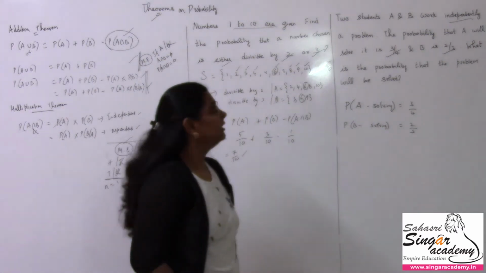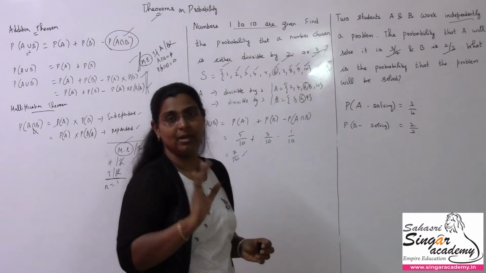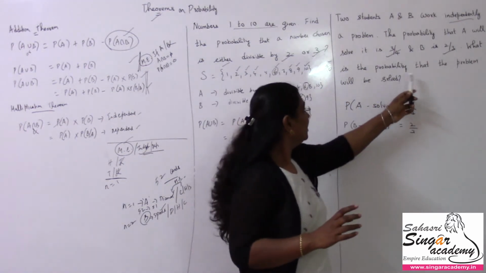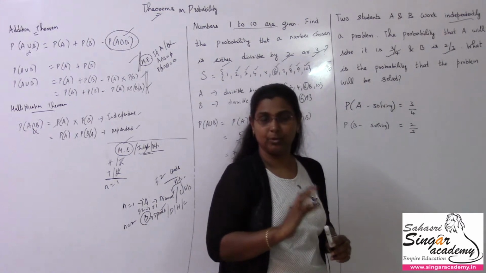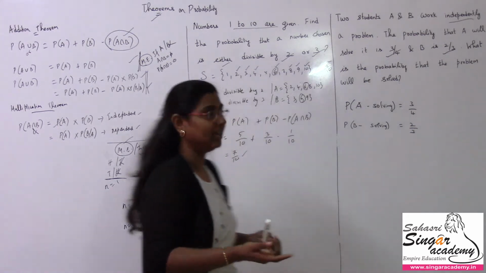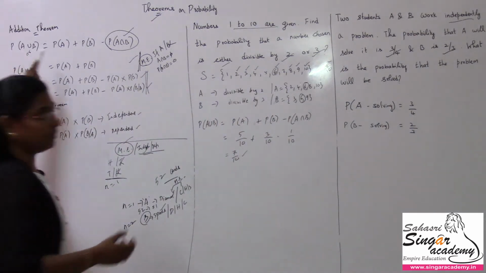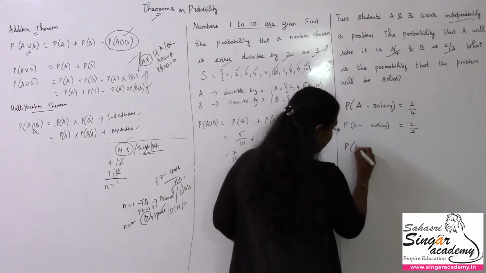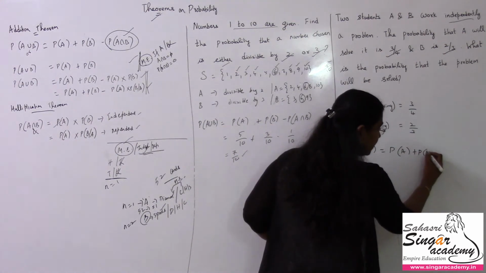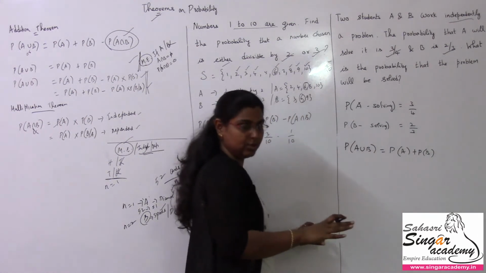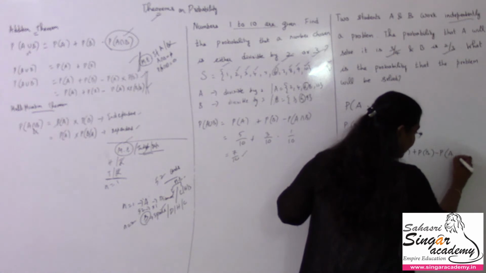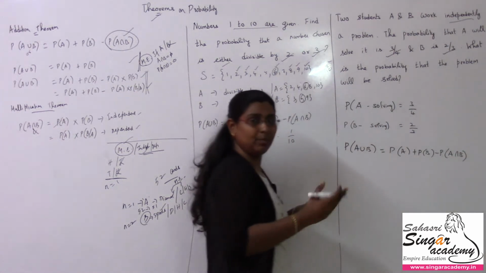What are they asking? They are working separately. It is enough if the problem is solved. See, they are not asking whether both will solve it together. What is the probability that the problem will be solved? It is enough if anyone solves it, which means that either A solves or B solves. When it is either-or, what theorem do we use? Addition theorem. So addition theorem here is P of A union B is equal to P of A plus P of B, which means A is solving individually, B solving individually, minus P of A intersection B, which means that both may be solving together.